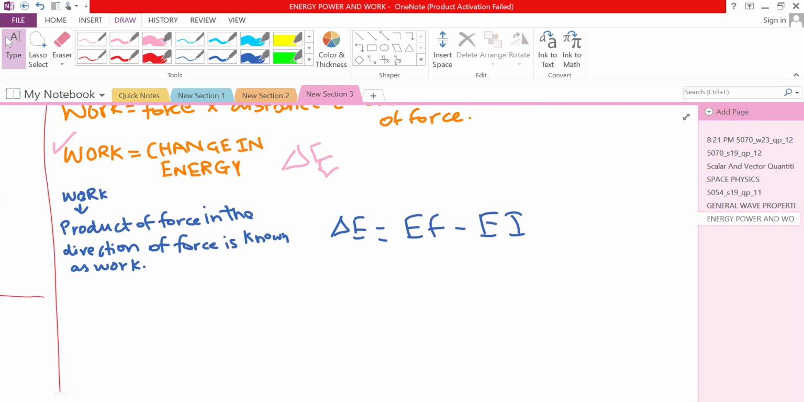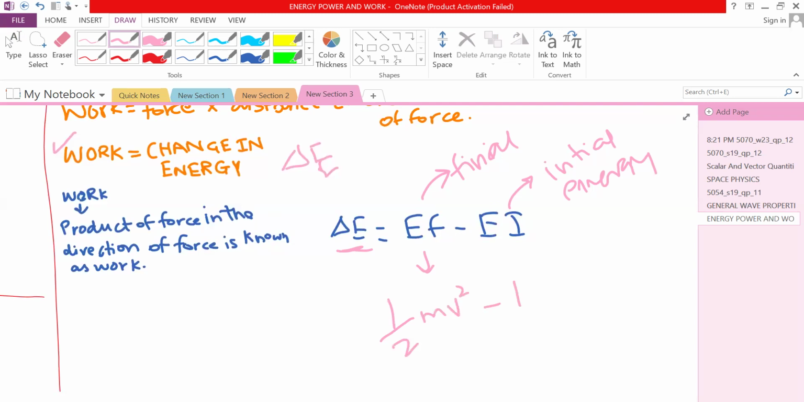And the formula for change in energy equals final energy minus initial energy. So you get change in energy. For this, you can use the formula 1 upon 2 mv squared, in which v is the final speed, minus 1 upon 2 mu squared, in which u is the initial speed.